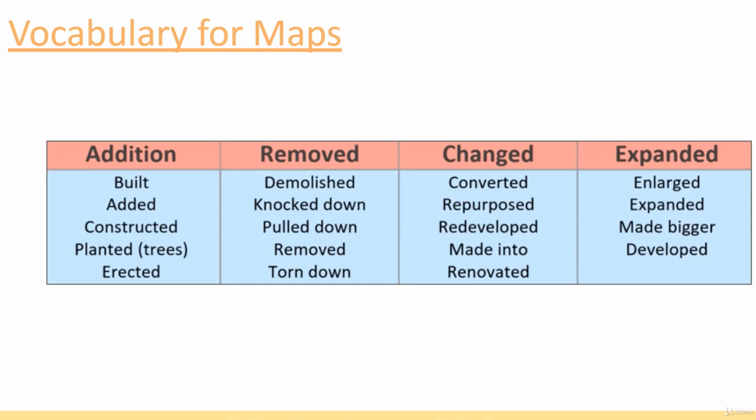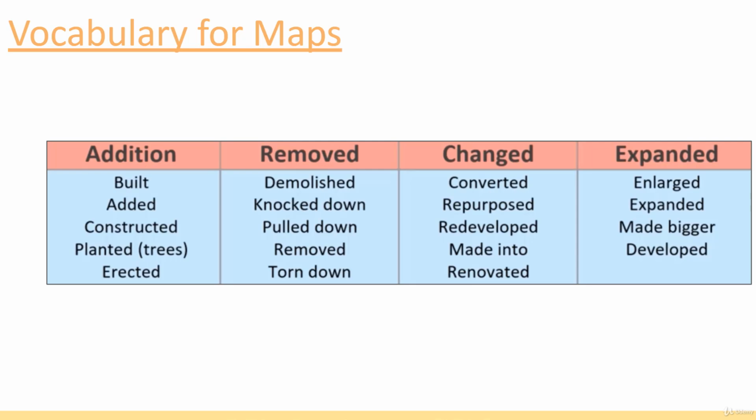And next we have expanded. So sometimes on certain maps, we can see that structures or features of a map are made bigger. And of course we can use this language here. So a super useful table, again taken from IELTS Writing 7+. I go a bit more into detail and give a load more examples in that course, but super useful. I would definitely practice using this during writing for maps.